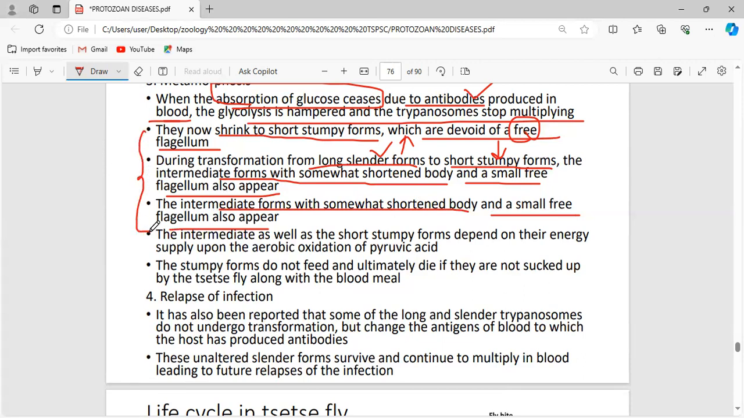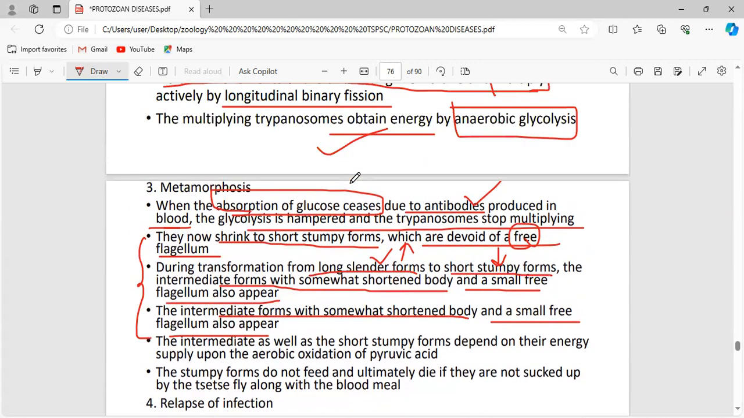These things are not that important. You have to understand, as I said in the metabolism slide, they get their energy by glycolysis and the Krebs cycle. Glycolysis is anaerobic in nature here; glycolysis can also take place in aerobic form, but in trypanosomes they follow anaerobic glycolysis. They also get their energy from the Krebs cycle. The Krebs cycle happens in the mitochondria, in the aerobic form, in the presence of oxygen.